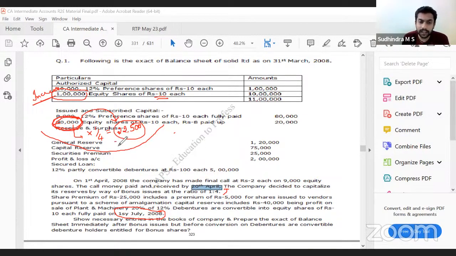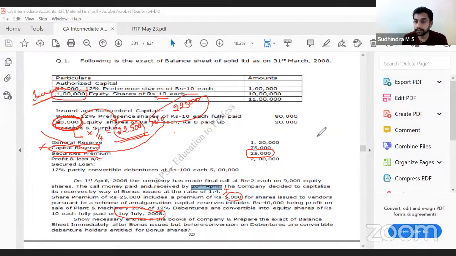See, apart from that, this is 22,500 shares that we are issuing. 22,500 into 10, that is 2,25,000. What are the reserves that we will be utilizing? First, securities premium. Can I use capital reserve? No, sir, it has to be CRR, capital redemption reserve. So no, we are not using capital reserve. We can use securities premium of 25,000, but they have given that 5,000 is received other than cash. It is issued to vendors based on amalgamation. So can I use that 5,000?